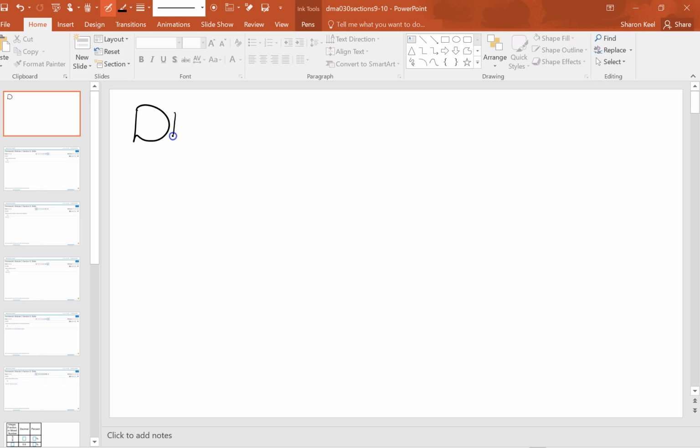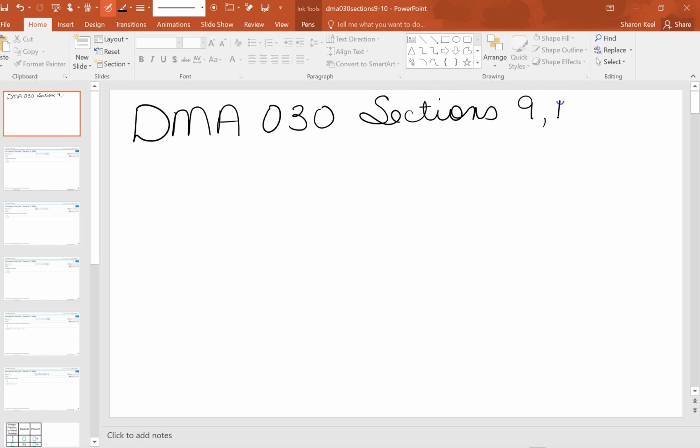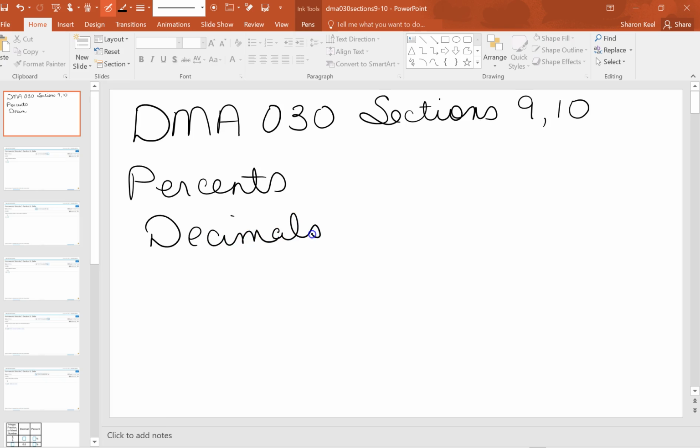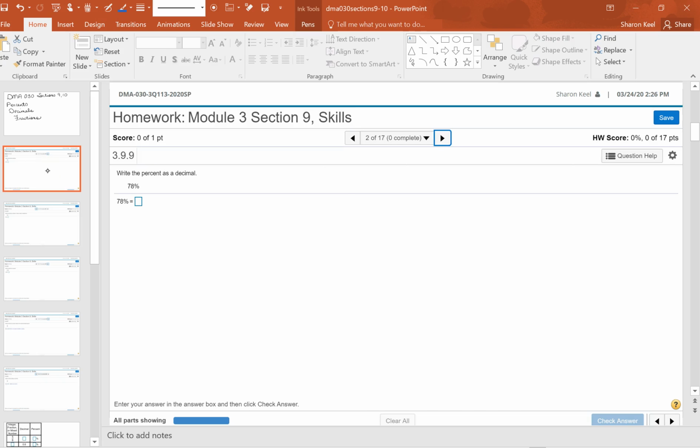Here we are working on DMA 30, and we are working on sections 9 and 10. Section 9, we're looking at percents, decimals, and fractions. That's what we're going to be working with, percents, decimals, fractions, and how to convert from one of those units to another. Okay? So here we go.